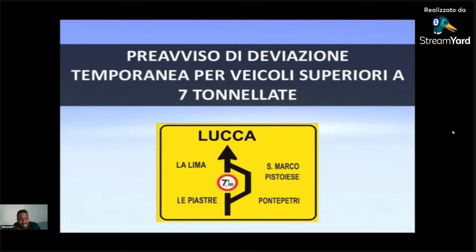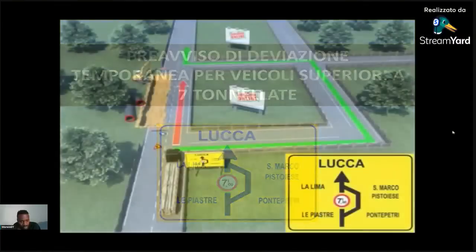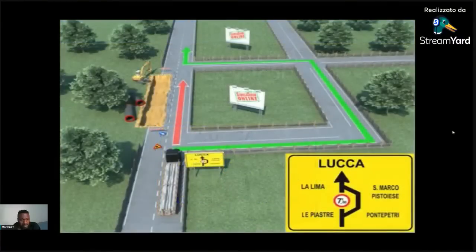Please do not forget, it is a temporary sign, meaning after the work on the road, it will be removed from the road. Is that clear? So here it is. So you see, the articulated lorry cannot go straight because of the work in progress. So it has to take the right side, just like the blue car did before.